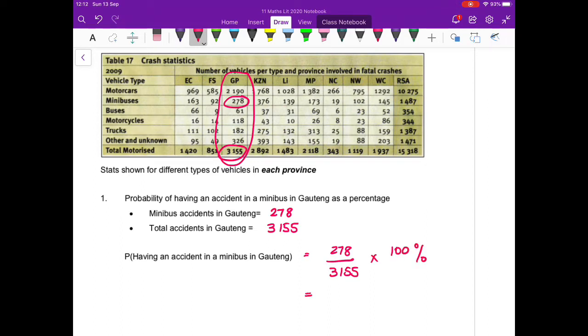So if you go and do that in your calculator, you will see that it is 8,811%. So in Gauteng, the accidents involving minibuses out of all of them is 8,811%, and we can round it off to 8,8%.